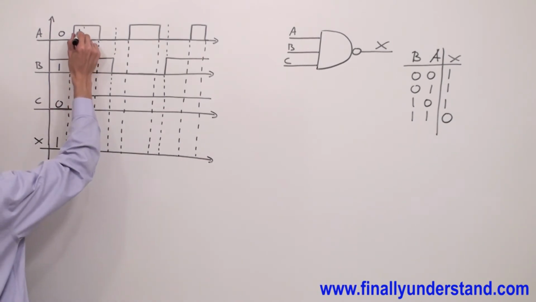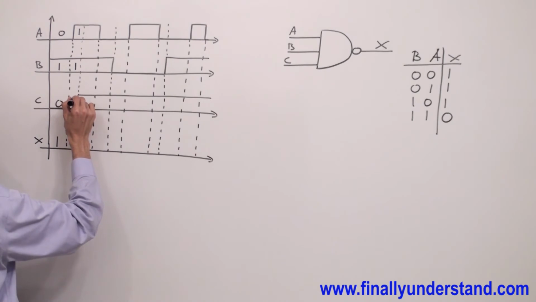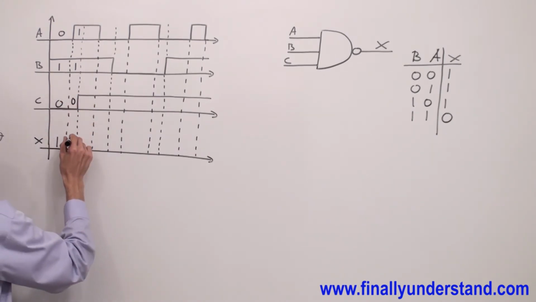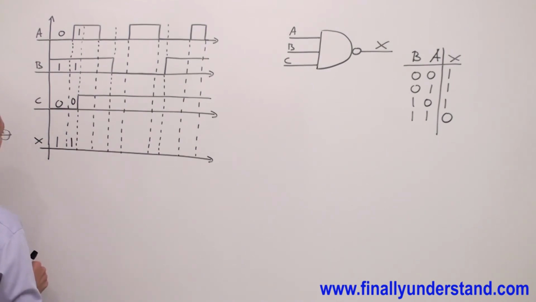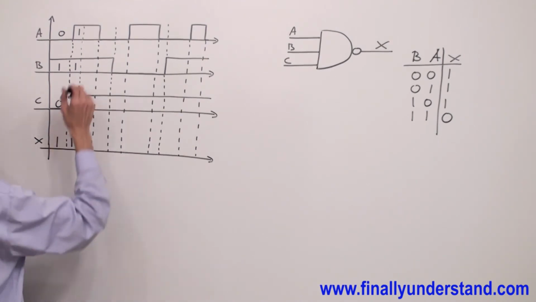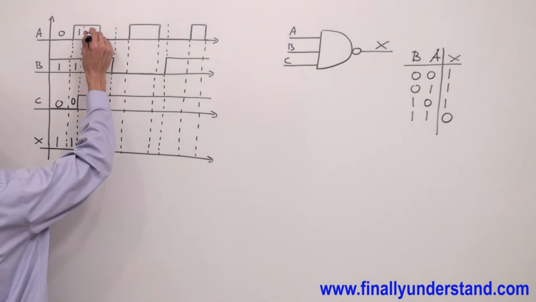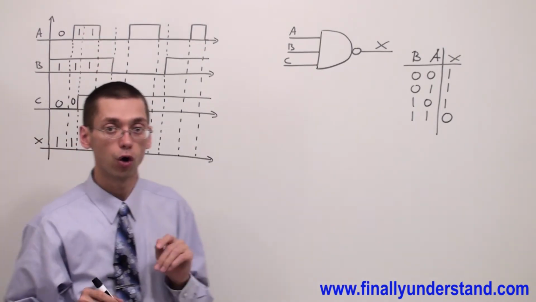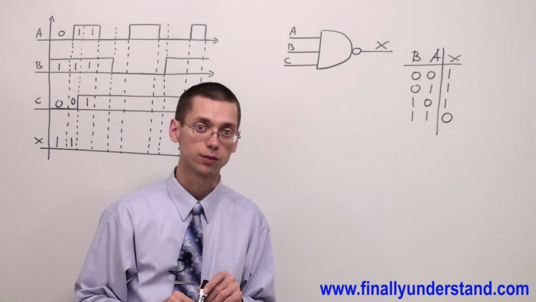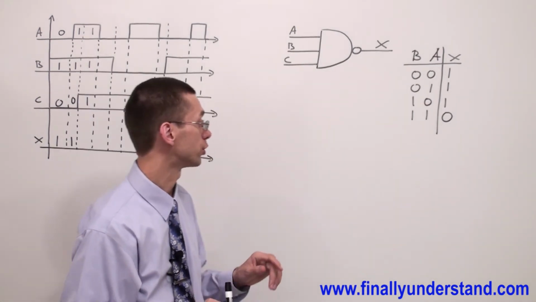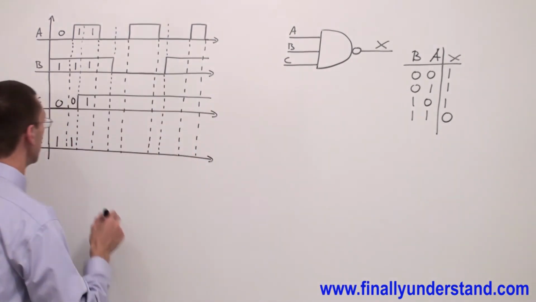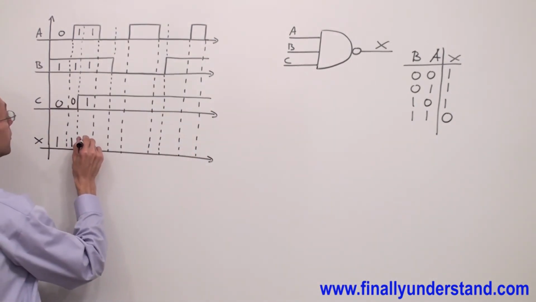I have high, high, low. Again, I have low. At this time, output is going to be high. Another column, I have high, high, high. This time, all inputs have highs. So output, according to the truth table, has to be 0. That's why I'm going to write 0 over here.